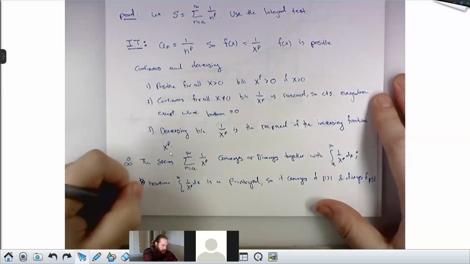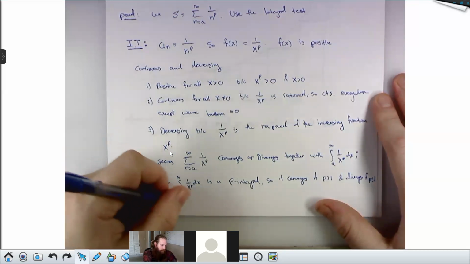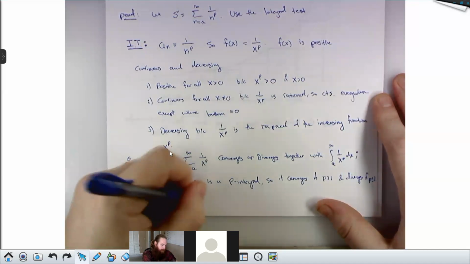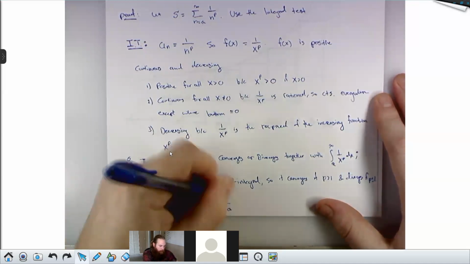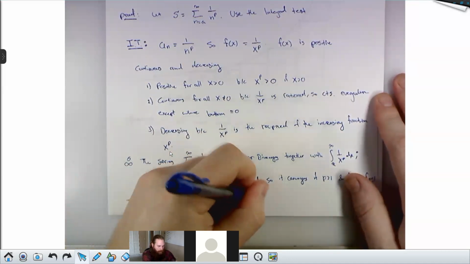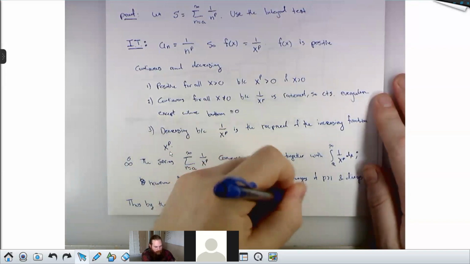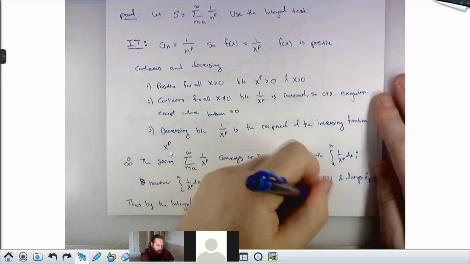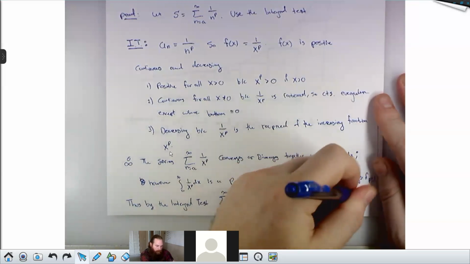Thus, by the integral test, sigma n from wherever to infinity, 1 over n to the p, converges for p greater than 1, and diverges for p less than or equal to 1.